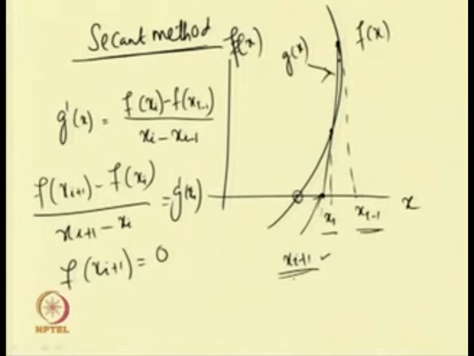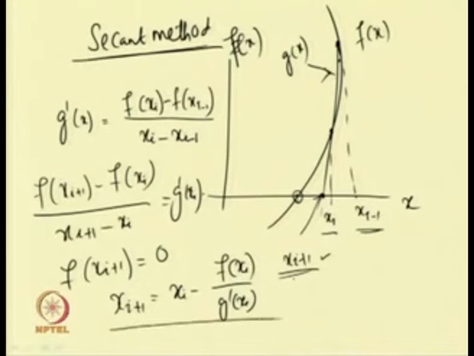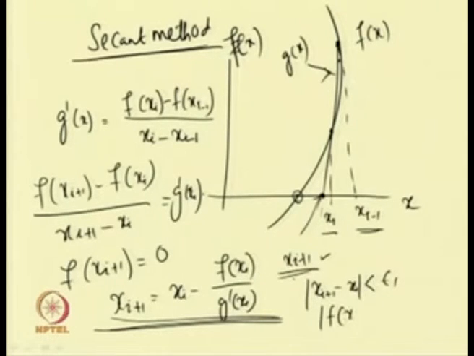So, now we can solve this equation. By solving this equation we can write our x I plus 1 will be equal to x I minus f x I by g dash x I. We can apply this equation repeatedly to find a solution which is closer to the root. That can be checked by the norm of x I plus 1 minus x I, which should be less than epsilon 1, or the functional value, that is f x I plus 1, should be less than or equal to epsilon 2.